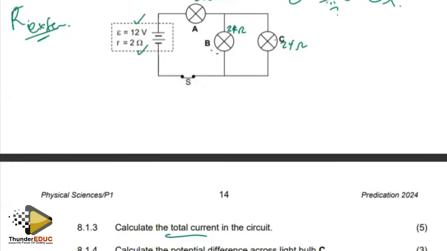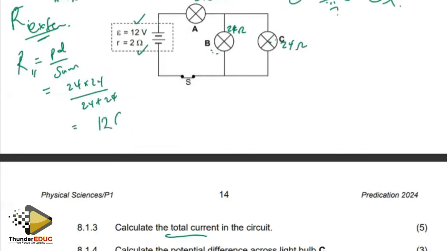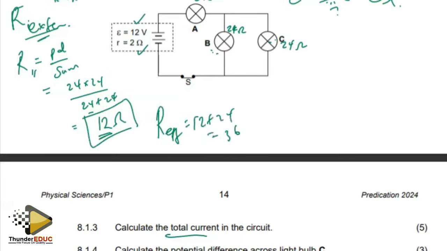So I see that B and C are in parallel. And then A is in series with this parallel combination. So let me just get the R for the parallel. That's 1 over R1 plus 1 over R2, and I prefer using product over the sum. So that is going to be 24 times 24 over 24 plus 24. That gives me 12 ohm. So the combined resistance for these two is 12 ohm. And then since now this 12 is in series with this, my R effective is going to be 12 plus 24, which gives me a 36 ohm.